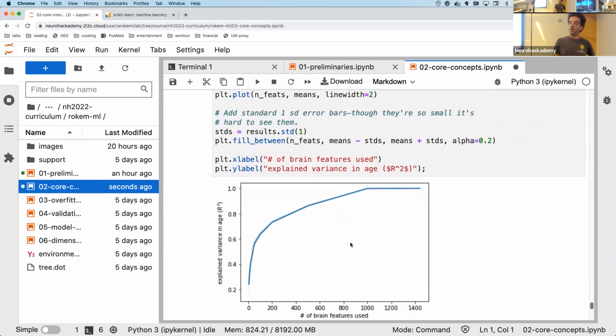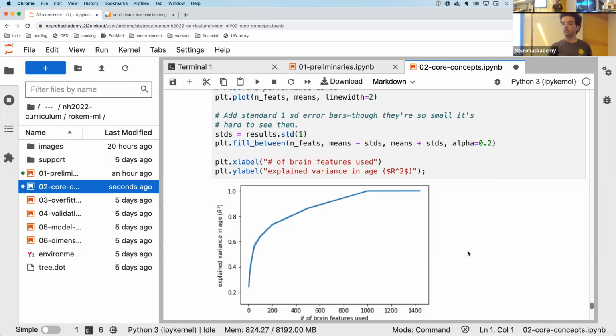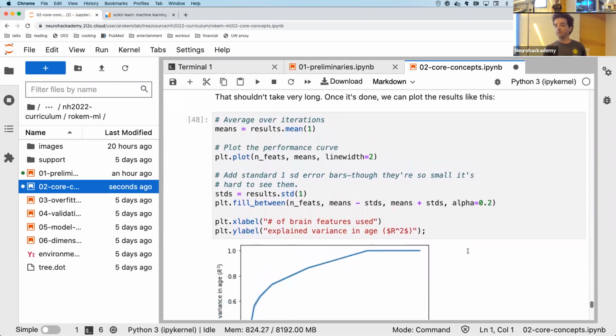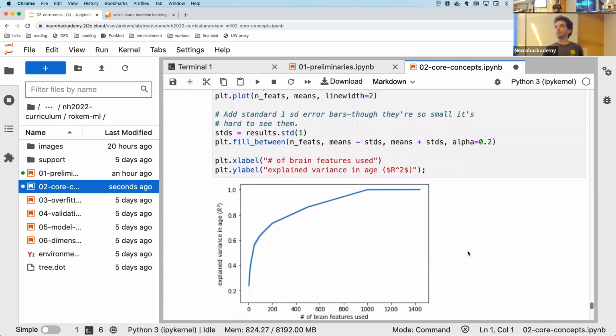Oh, there we go. Okay, so what we see here is that the more features we use, the better the model does. And in fact, once we get above 1,000 here, the model is essentially perfect. So that's great. Machine learning to the rescue. We've basically predicted with zero error the age of individuals based on their brain structure. So I guess we're done. We've found the perfect algorithm here.